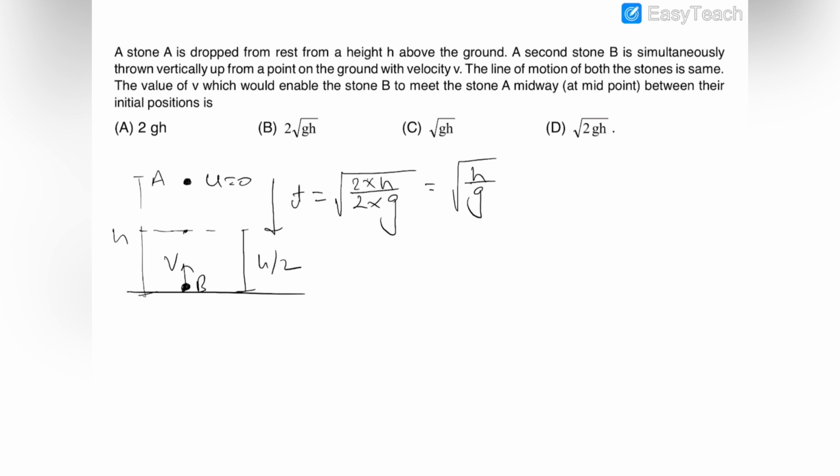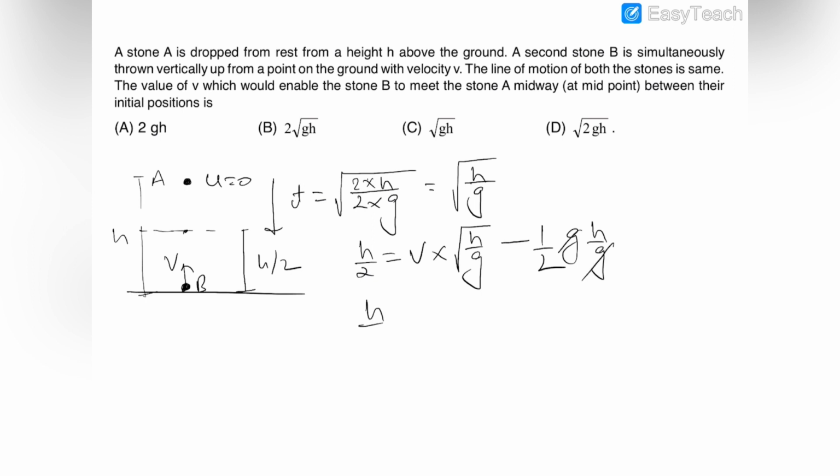Now this is the same time that B would take to attain the height of h by 2. So for B we are writing down the second equation of motion, which is S is equal to ut plus half at square. So S is h by 2 and u is V and t is the time, which is under root h by g, and this is minus because V is in the upward direction and I have taken the upward direction as positive, and g is in the downward direction, therefore the downward direction would be negative. So this is gt square and t square would be h by g.